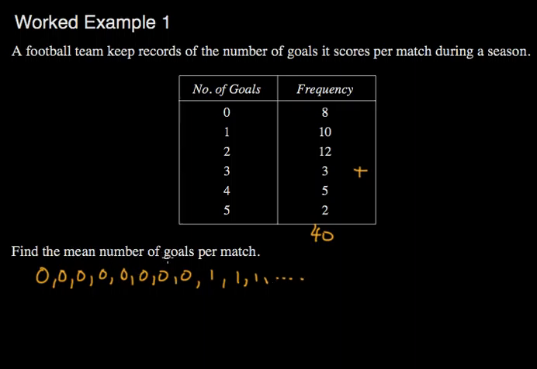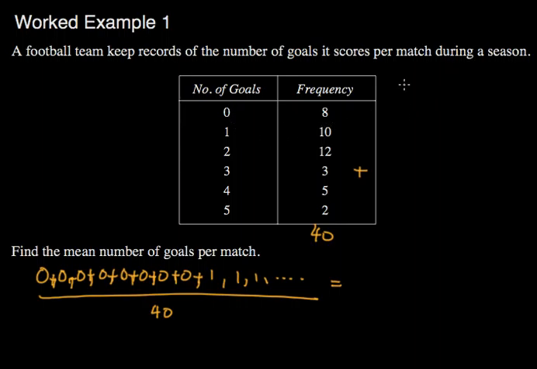And to find the mean, I'd have to add all of these numbers together and then divide all of that by 40. But surely there'd be an easier way to add them all up rather than do each one individually. And you may have spotted it. I can. That's the same as multiplying the frequency by the number of goals and adding them up.